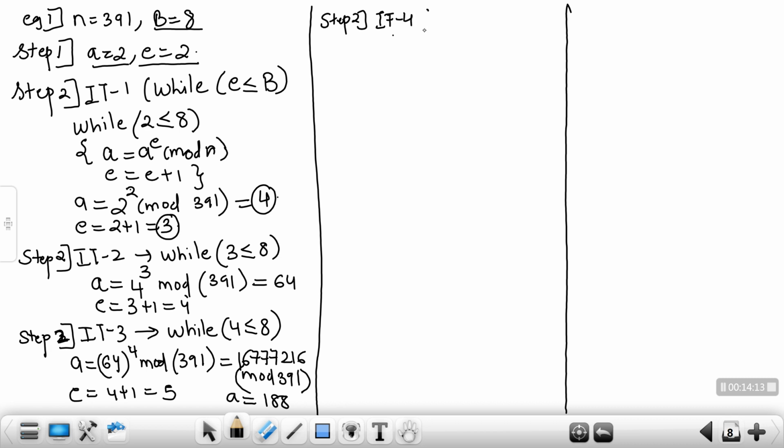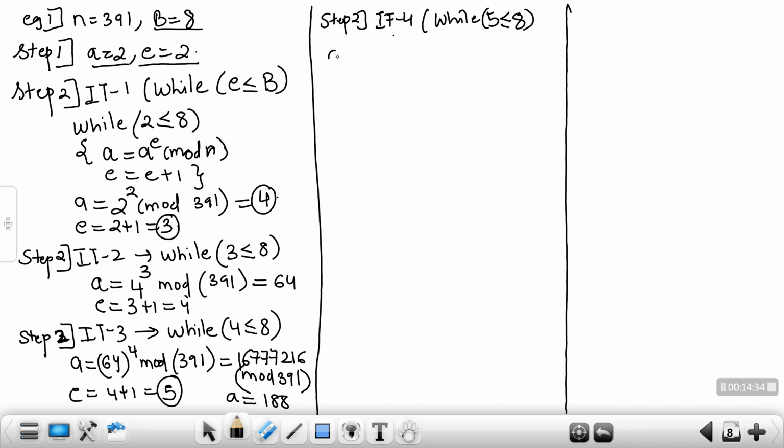Okay, so for this iteration 4, what I am going to calculate is: while E is less than... So what is the new value of E now? The new value of E is nothing but this 5. So I am going to check here for E value 5, less than or equal to N. N is less than or equal to B, and B is nothing but 8. So my new value of E is 5.